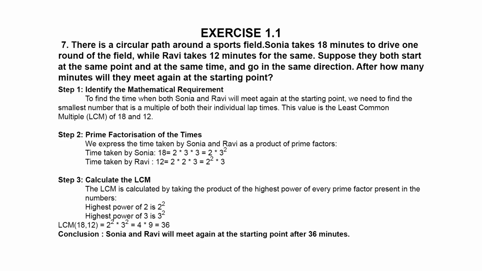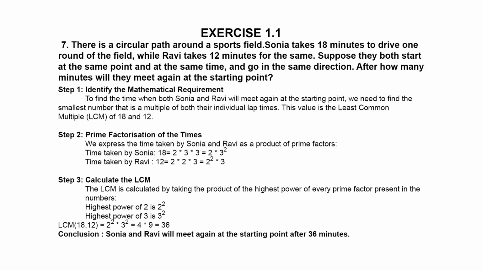Step 1. Identify the mathematical requirement. To find the time when both Sonia and Ravi will meet again at the starting point, we need to find the smallest number that is a multiple of both their individual lap times. This value is the least common multiple, LCM, of 18 and 12.